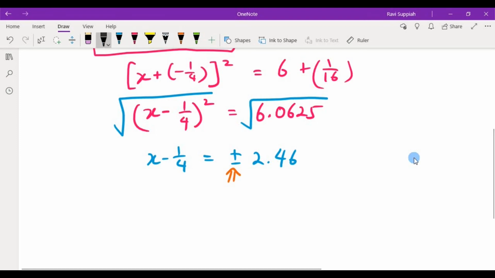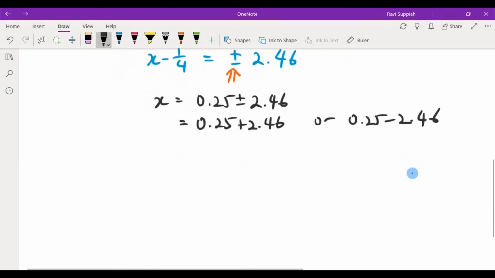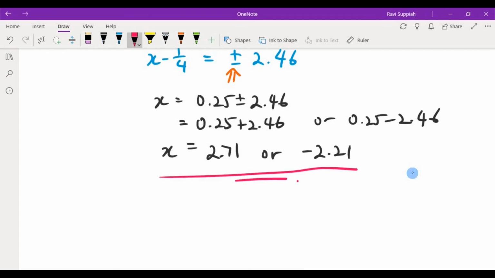Okay, so the last step is just bringing the minus 1/4 over, so I get plus 1/4, which is 0.25, plus minus 2.46. So the two possible answers are 0.25 plus 2.46 or 0.25 minus 2.46. That will give me 2.71 or minus 2.21. All right, so that is the answer for this question.